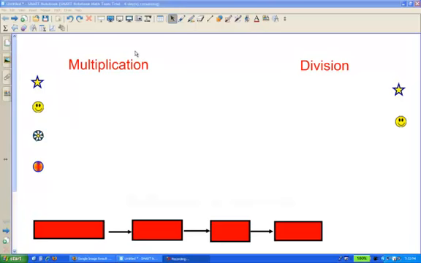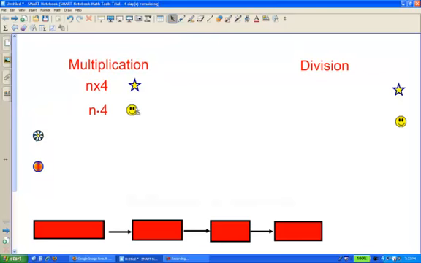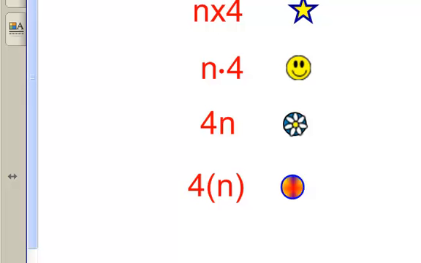Multiplication and division equations. If you remember, there are 4 ways to write multiplication. We could do n times 4 with a little x. We can do n times 4 with a raised dot. We can do 4n with the number right next to the variable. And we could also do 4 with the n in parentheses, or n with 4 in the parentheses, doesn't matter.